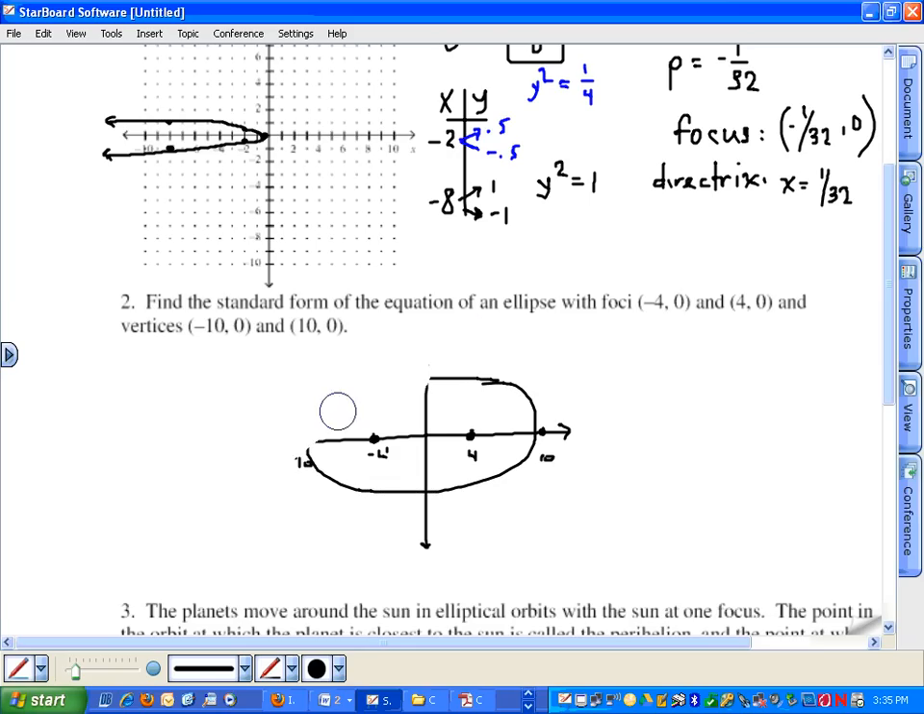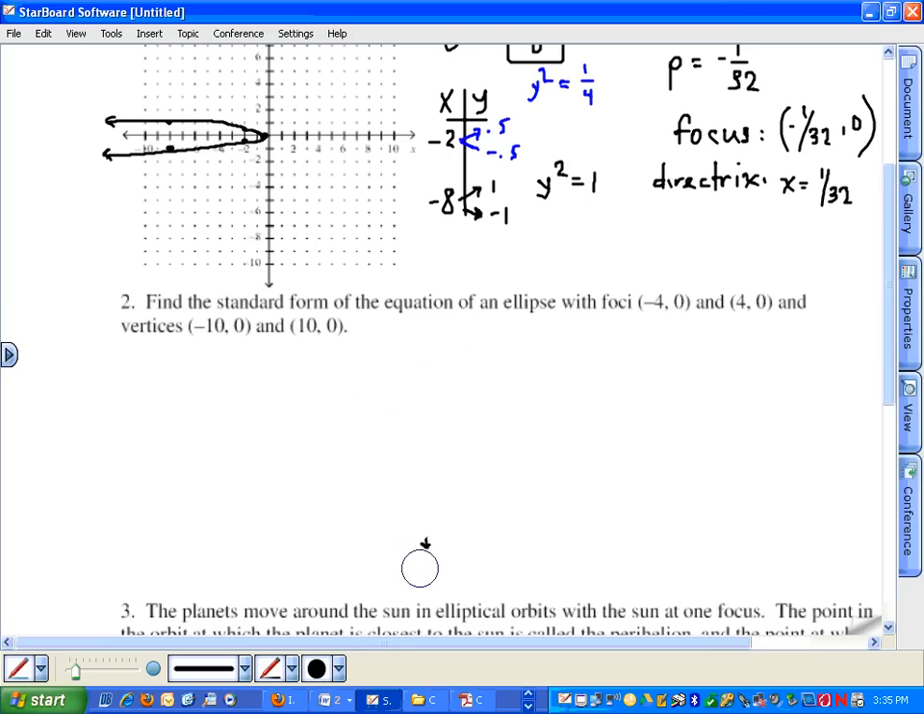That's important because that determines the type of equation we're going to use to represent this ellipse. Because this ellipse is horizontal and it's centered around the origin, we're going to use the form x squared over, and I'm going to put the a squared underneath the x squared. A squared on an ellipse represents the larger value, or the value from the vertices, and since this is a horizontal ellipse, that goes underneath the x variable.